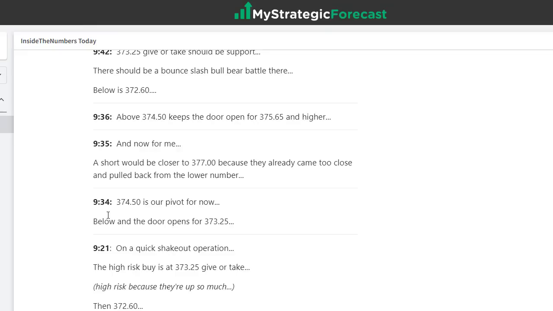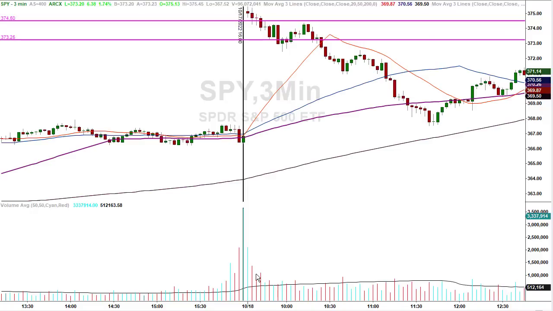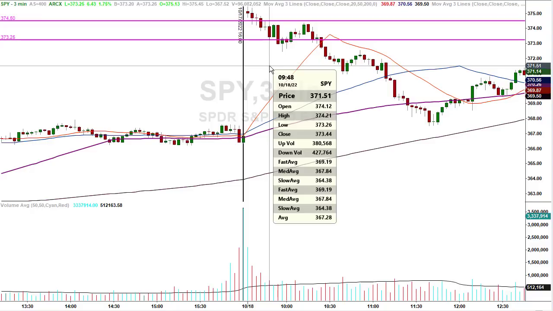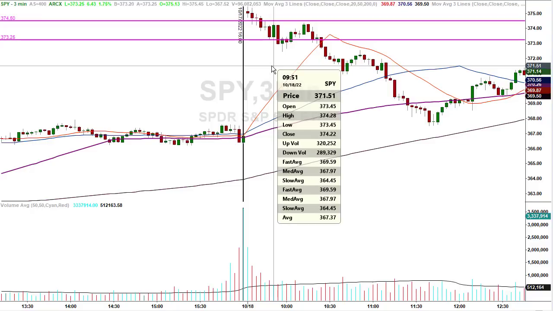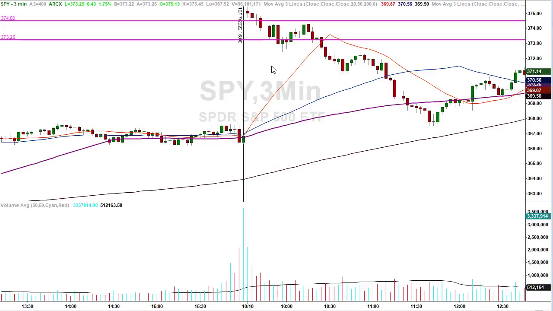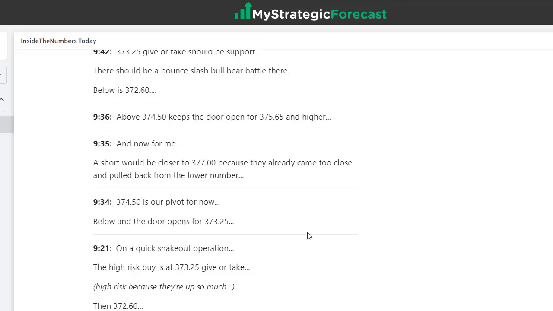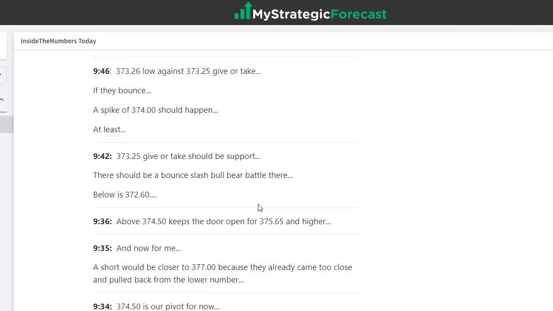9:34, right after the opening bell. Below 374.50 is our pivot, and it opens the door for 373.25. For this particular post, I want to open up a 3-minute chart and show you something. Low in this candle is 373.26. High in the next candle, just a few minutes later, 374.28. That's a 10-point rip. There were traders in the room in that trade.